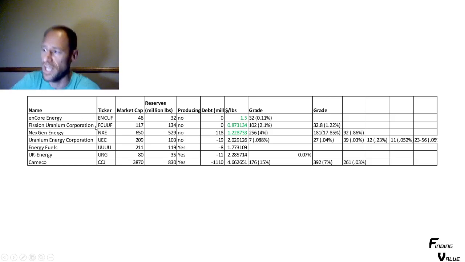Fission Uranium Corporation, FCUUF. That has a 117 million market cap, which is still very small. Reserves, 134 million pounds. I like the reserves. Because we're going to have massive shortages coming up in the future, the reserves matter. Because price matters. And if the price goes way up, your reserves are obviously going to become that much more valuable. And if you have more reserves, it means that the value of the company is going to go up that much more. So that's 134 million pounds.